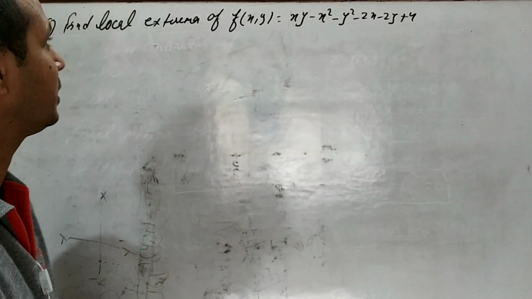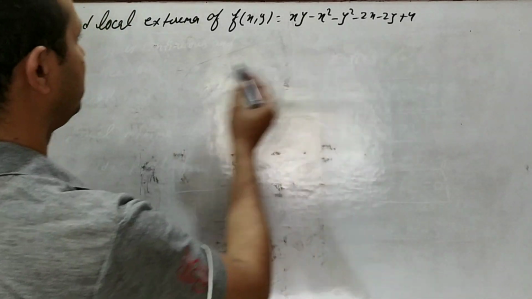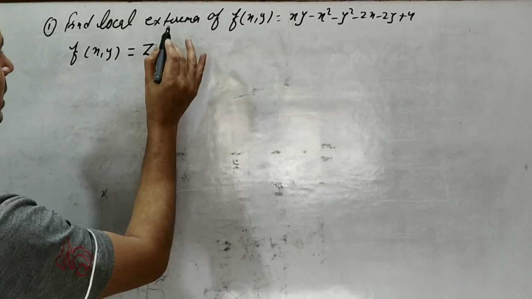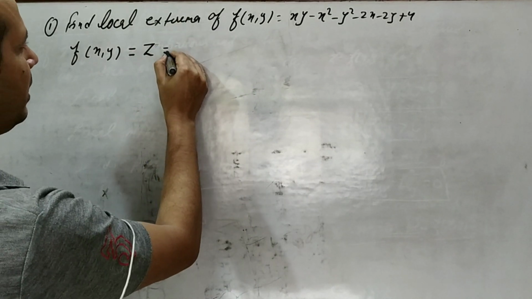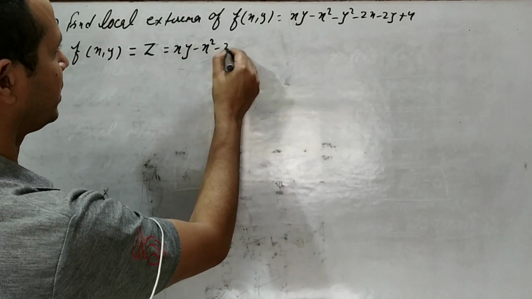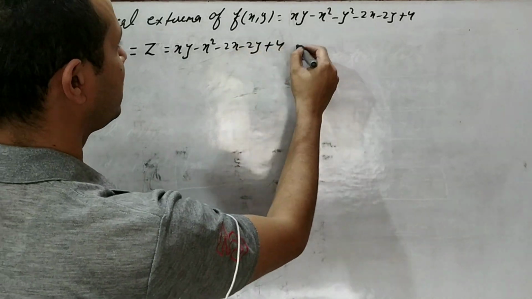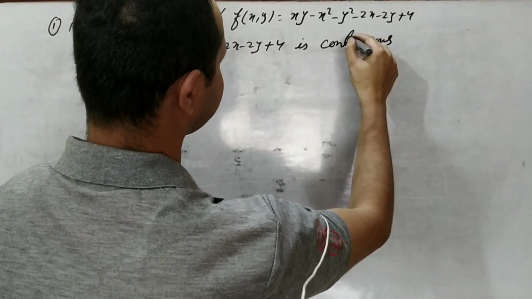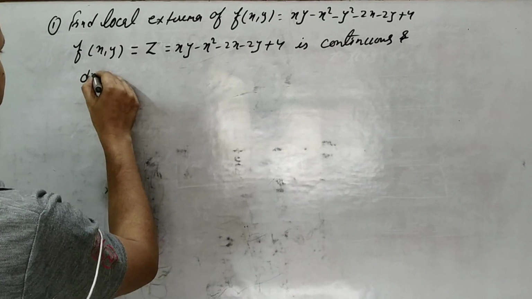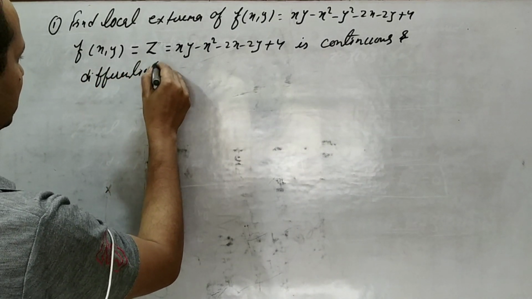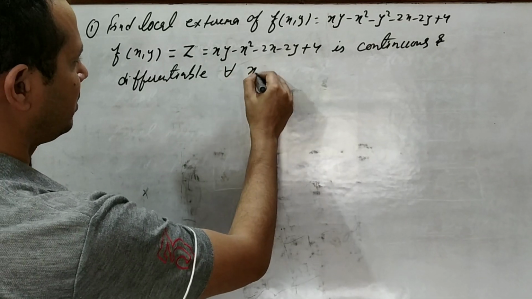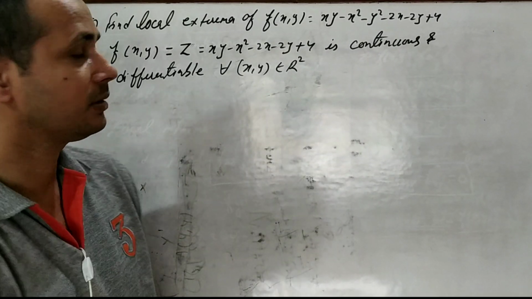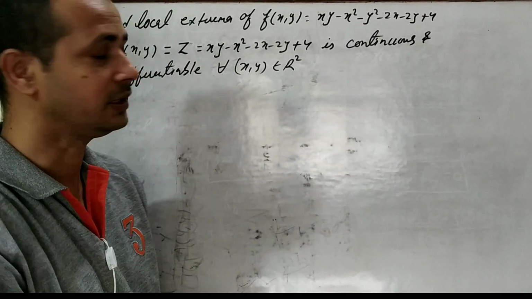A problem related to local maxima minima. We have a function f of x, y, let this be z, or simply we can write f also, equal to xy minus x square minus y square minus 2x minus 2y plus 4, which is continuous and differentiable for all (x, y) belonging to R2. For every real number, the given two variable function is continuous as well as differentiable.